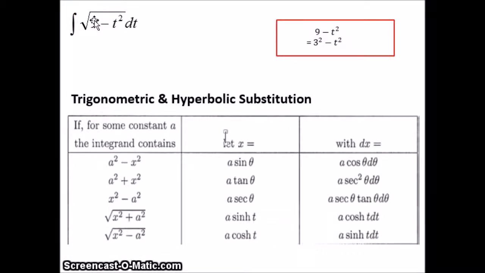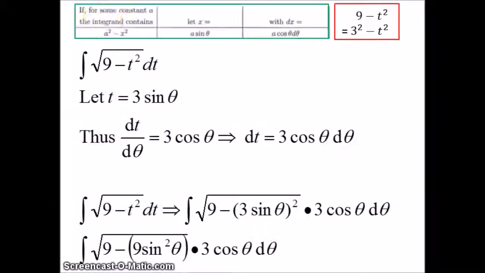For this question, which substitution should we use? We can simplify 9 minus t squared to 3 squared minus t squared. So obviously we should use this substitution. From what we have figured out, we have a equal to 3. We let t equal to 3 sine theta.